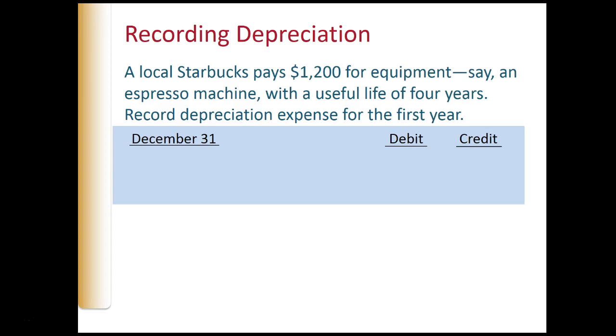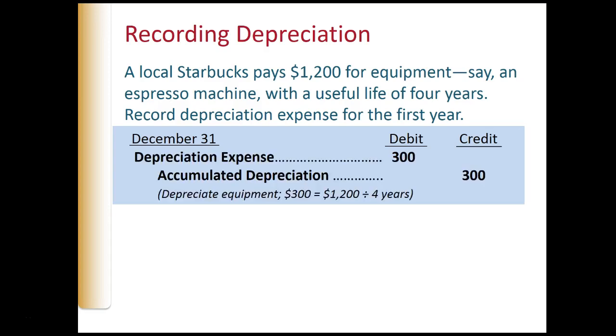So let's do an illustration here. On this slide, let's assume the local Starbucks pays $1,200 for equipment, say an espresso machine. The machine is expected to have a service life of 4 years. So we record annual depreciation here of $300, which would be the $1,200 divided by 4 years.